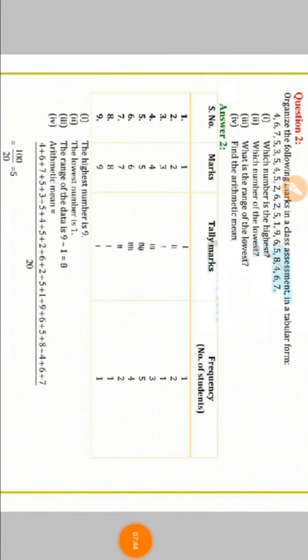So the first question is to organize the following marks in the class assessment. First we have to arrange the data. Arranging means we arrange in ascending or descending order, and we can take that in a table. All are one-digit numbers only, so the marks are 1 to 9, written in increasing order.